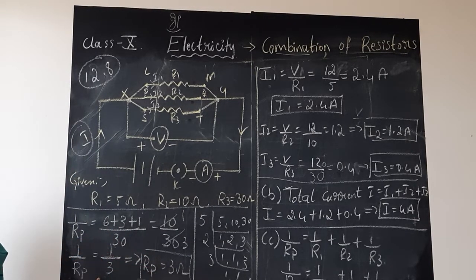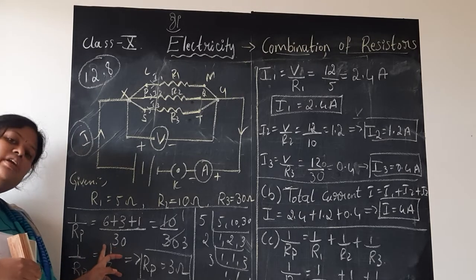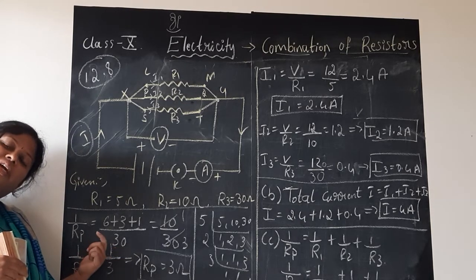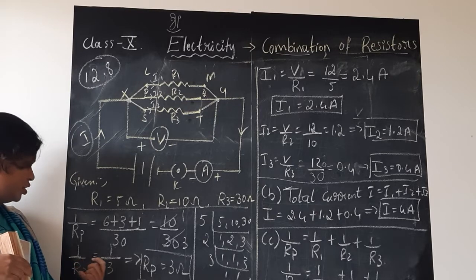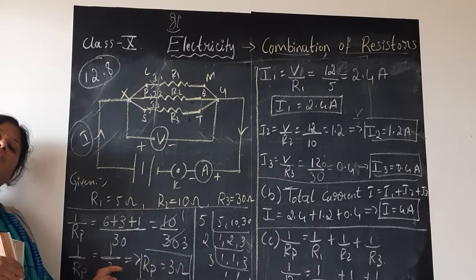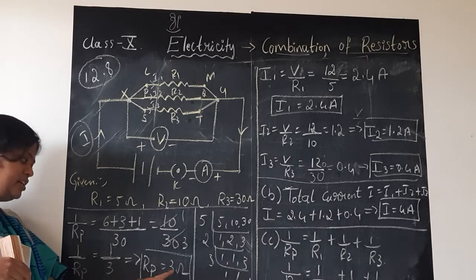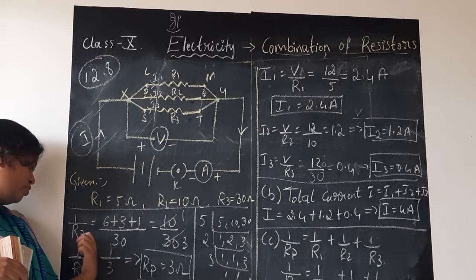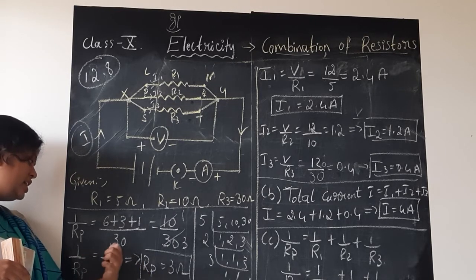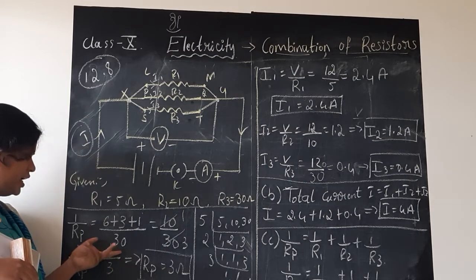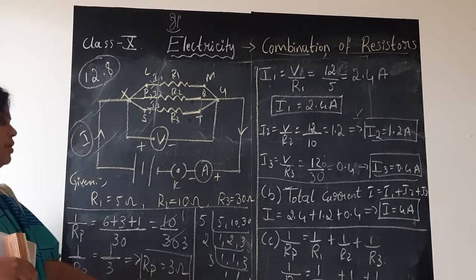Don't stop at this point, I am telling you. It is not that only if the numerator is 1 do we need to take the reciprocal. No. You can do it even if it is 2 by 3, just write it as 3 by 2 and simplify it; write it in decimal form only. So 1 by Rp is 1 by 3 means both numerators are 1, take the reciprocal. So Rp will be 3 ohms.